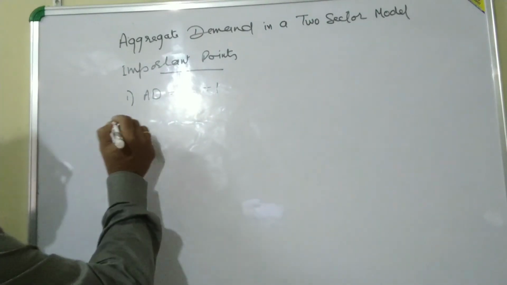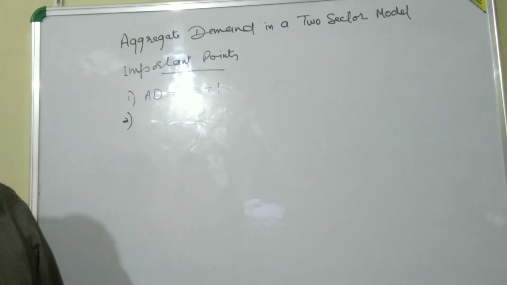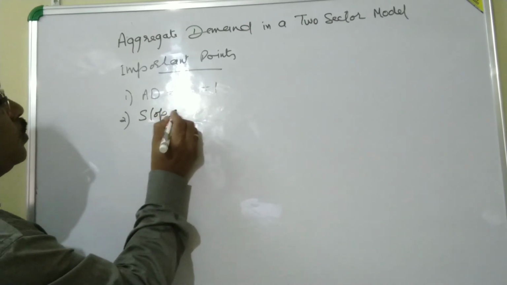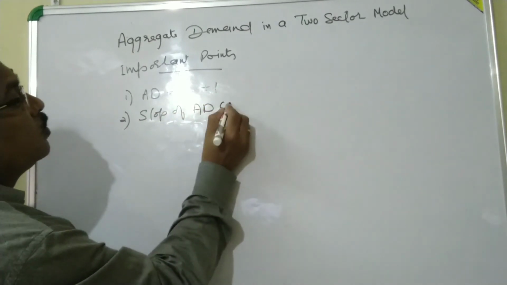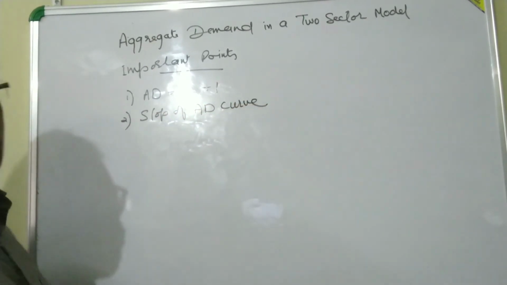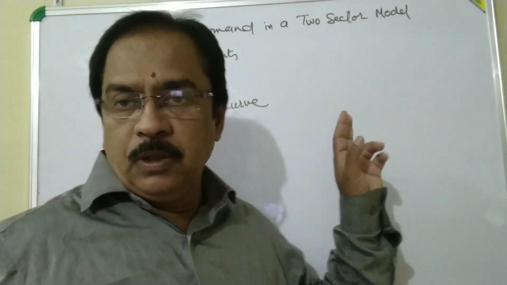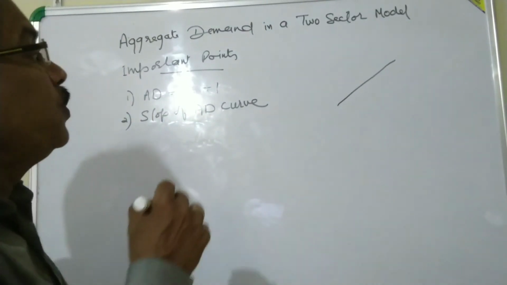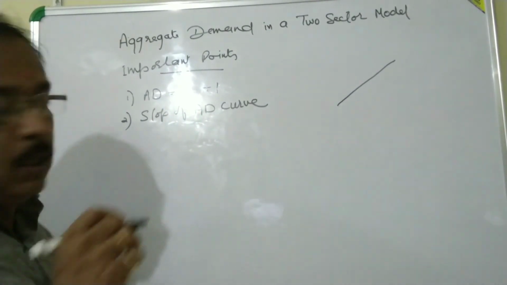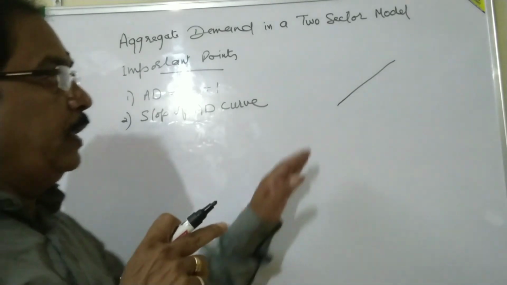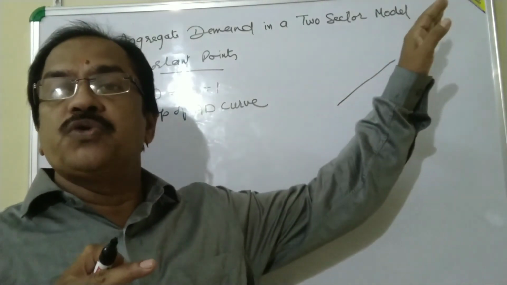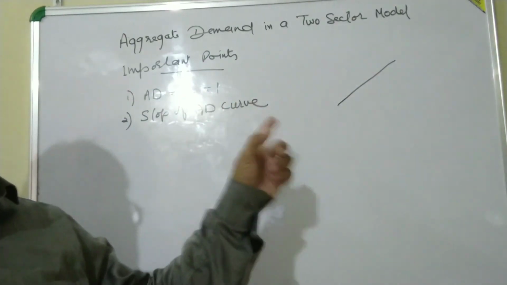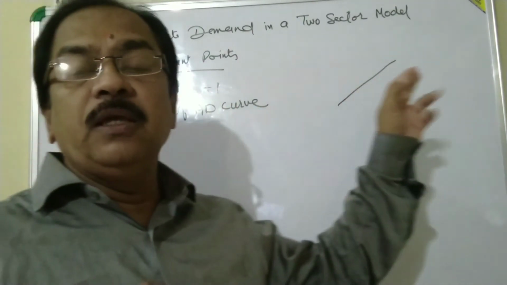Then the second point is the slope of the AD curve. We have seen that the slope of the AD curve goes somewhat like this. So that is a positive curve. As income increases, the aggregate demand curve also goes up. So we can say the slope of the AD curve is positive, that is, it increases with an increase in income.